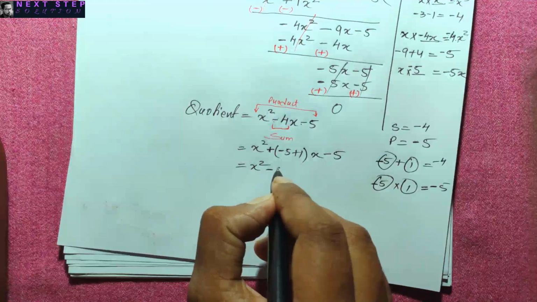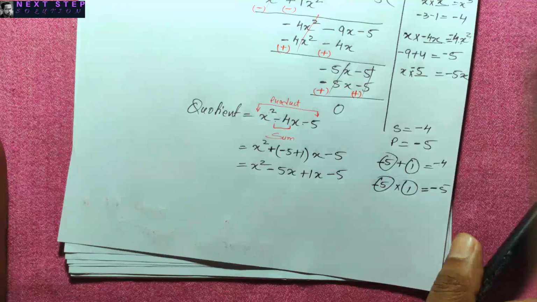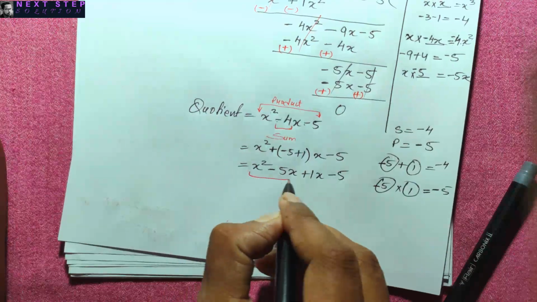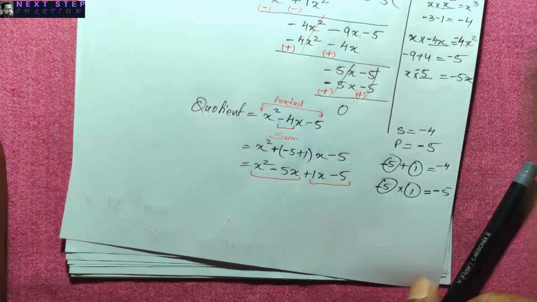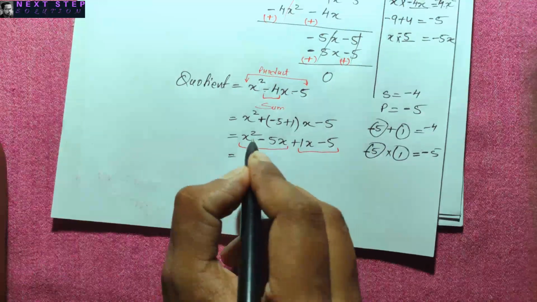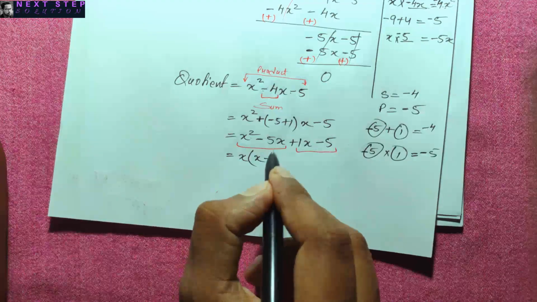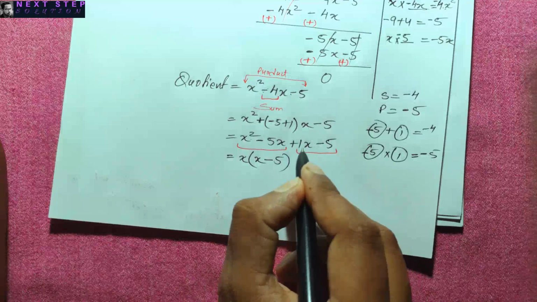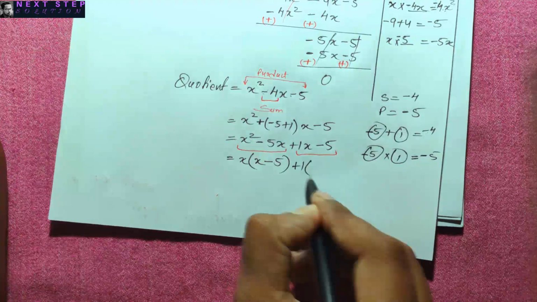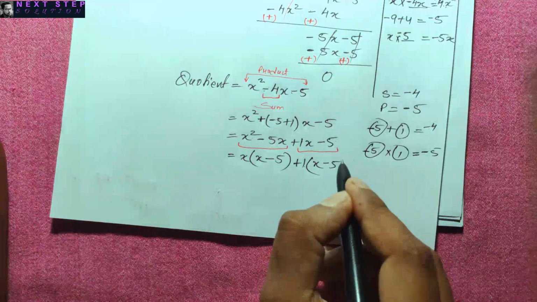Minus 5 into x is minus 5x. 1 into x will give you 1x minus 5. Now we see what can be taken common between these two numbers and what can be taken common between these two numbers. Among these two we have x common. If we take x common, we have 1x left, minus x taken is only 5. And among these two we have nothing common, so we write just 1, and 1 into x makes it 1x. 1 into minus 5 makes it minus 5.